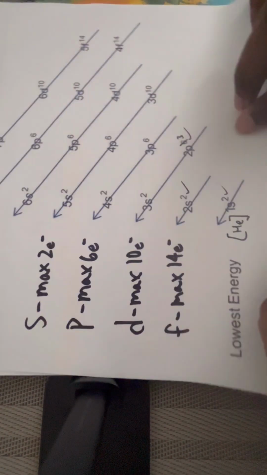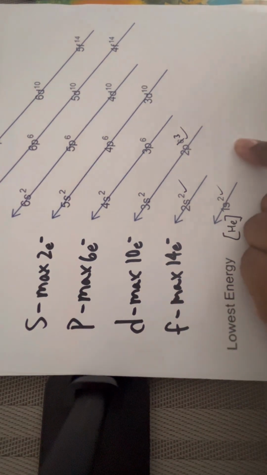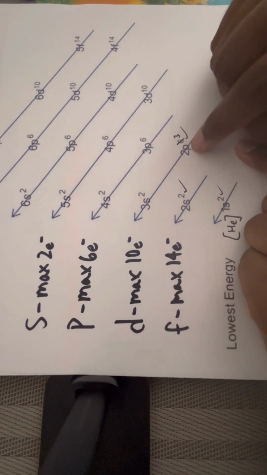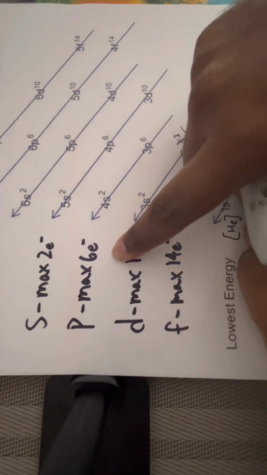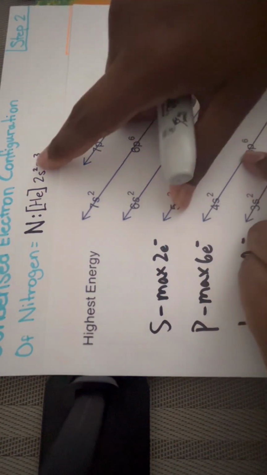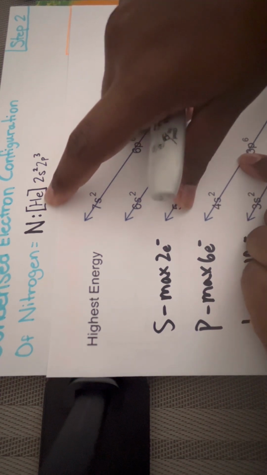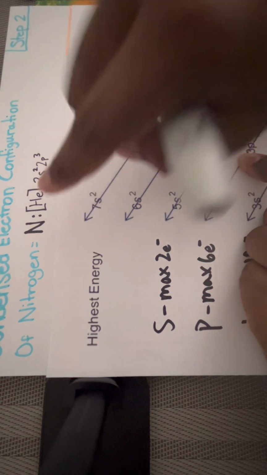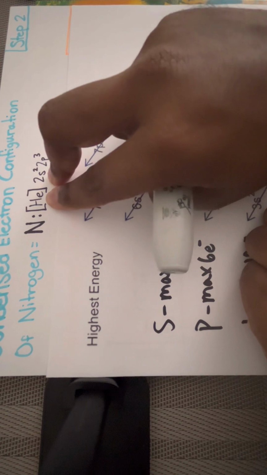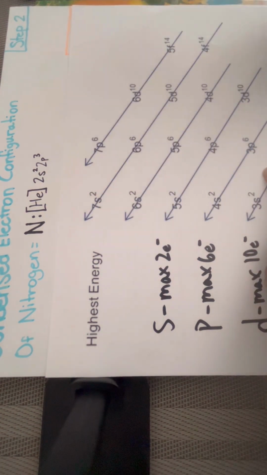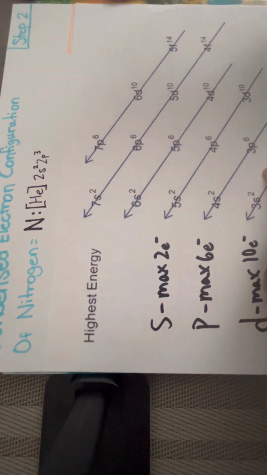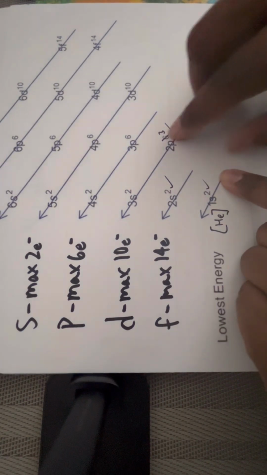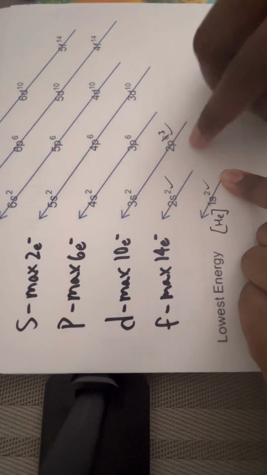Now, this is the tricky part, and I see I did it here already. 2p6, we have a p orbital. P orbitals, again, have a max of 6 electrons. However, we do not need all 6 in this case. We already have 4. This is where we are right now. 2 plus 2 is 4, plus 6 would give us 10. We need 7. We only need 3, so we would write 2p3 instead of 2p6. That's why I have the 6 crossed out and I put a 3.